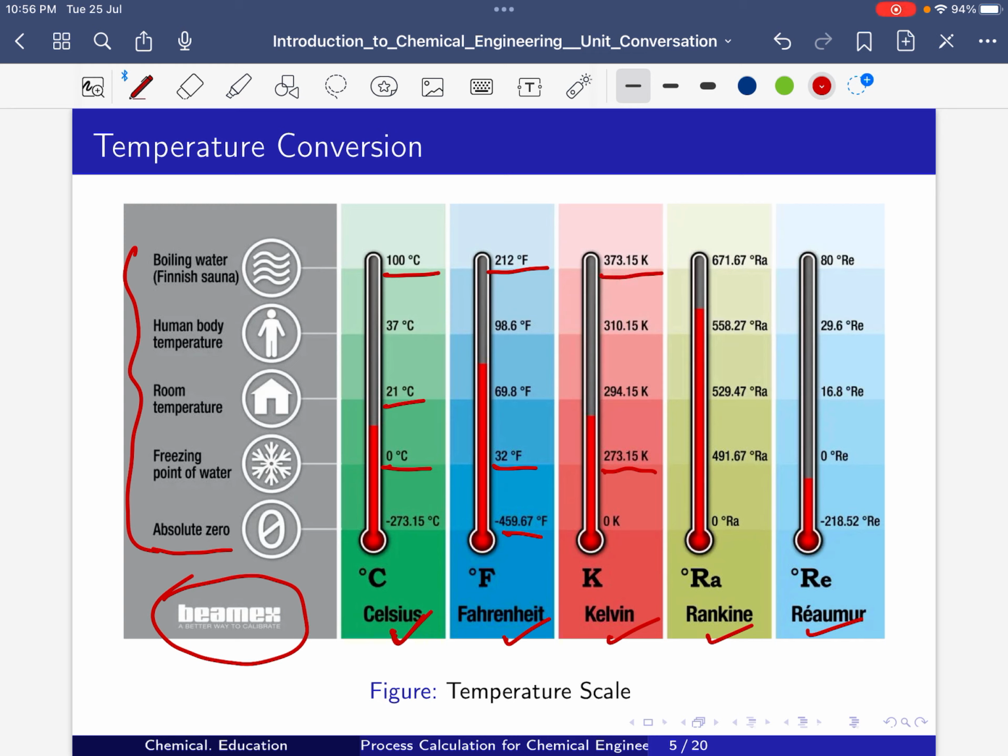In the Rankine scale, again the freezing point of water we have to remember is 491.67 degree Ra, and the boiling point of water is 671.67 degree Ra. In the Reaumur scale, the freezing point of water is 0 degree Re and the boiling point of water is 80 degree Re. We have to remember these, then we can easily do the temperature conversion.